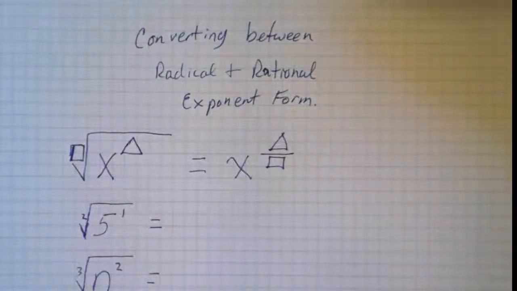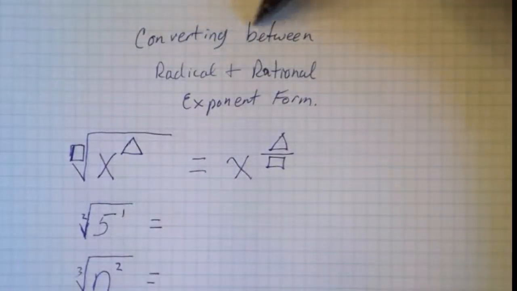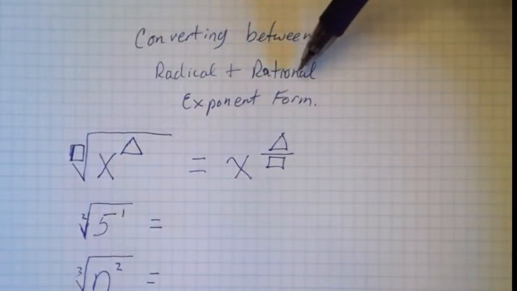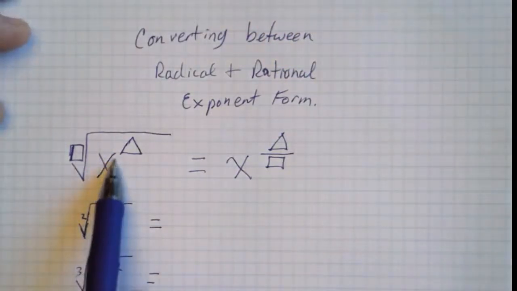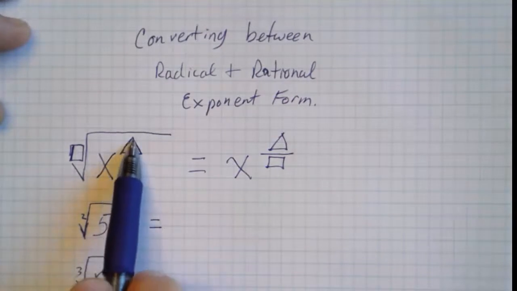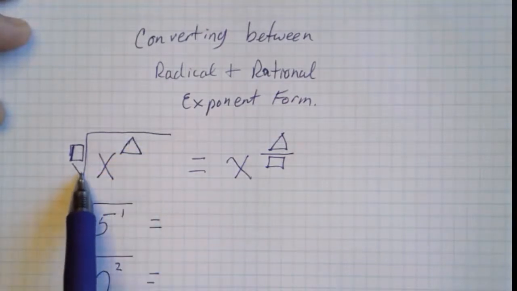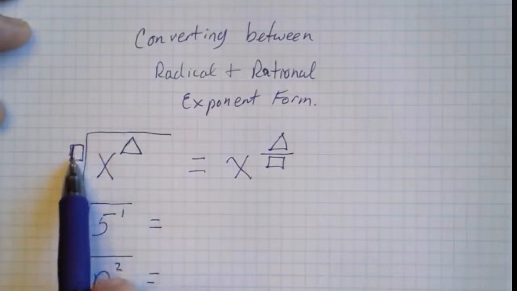Hello and welcome back. For this video we're going to show how to convert between radical and rational exponent forms. Here we have a little diagram of variable x inside, and it's raised to this triangular power. There could be a number in there. And on the outside we have a radical and an index that's got this little box. That could be any number as well. So if we're talking about a square root, that would be a 2.